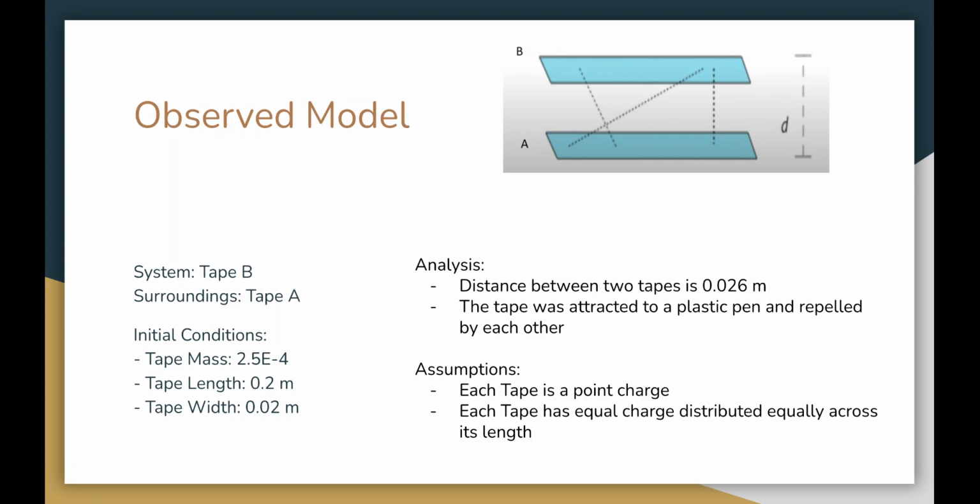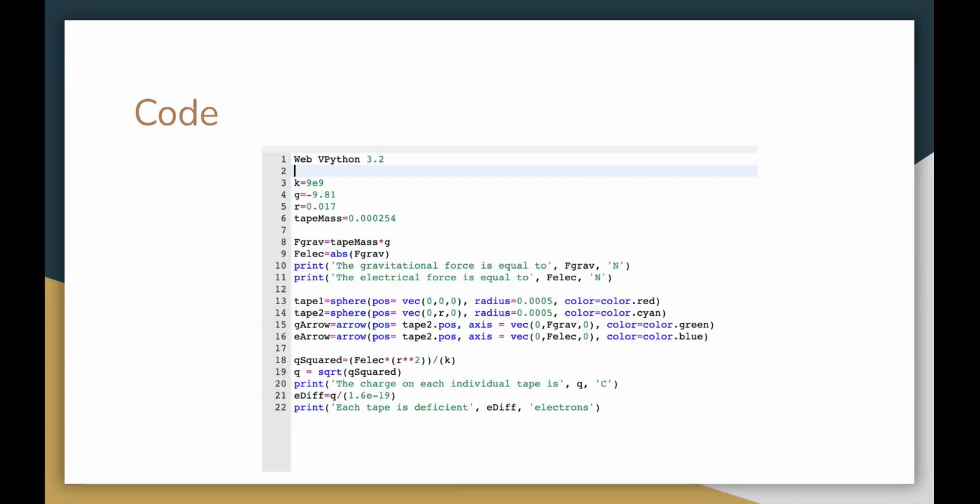Some assumptions were made in order for this experiment to work. The assumptions were that each tape is a point charge, and each tape has equal charge distributed equally across its length. For my code, I established some constants: Coulomb's constant, 9E9, the gravitational constant, which is negative 9.81, the distance between the two pieces of tape, 0.017, and the tape mass, which is 0.000254.